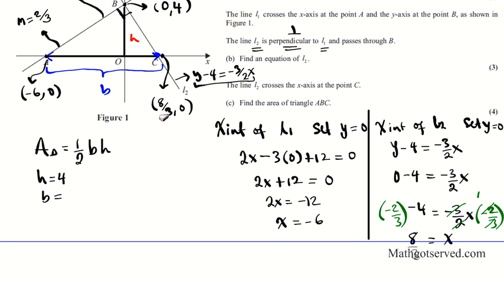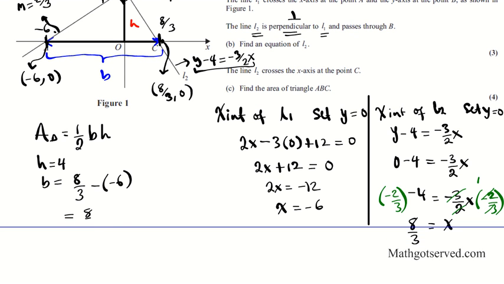Okay, so to find the base, we just simply subtract the x's, the smaller one from the bigger one. So b is basically 8 over 3 minus negative 6. That is the entire length from here all the way to here. Just simply subtract the x coordinates. So the base is going to be 8/3 plus 6. We'll put this over 1, find the LCD. We're going to have 8/3 plus, the LCD is 3, so I multiply it by 3 top and bottom. So it's going to be 8/3 plus 18 over 3, which equals 26 over 3. That's the length of the base.